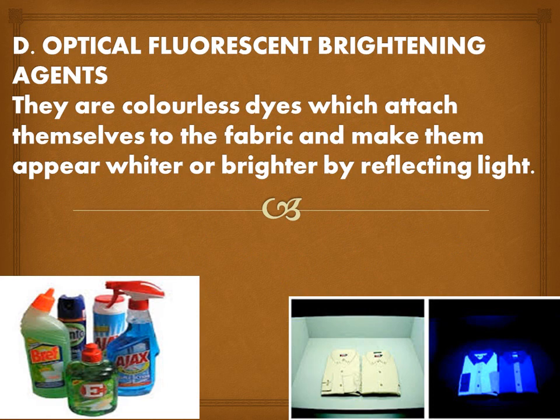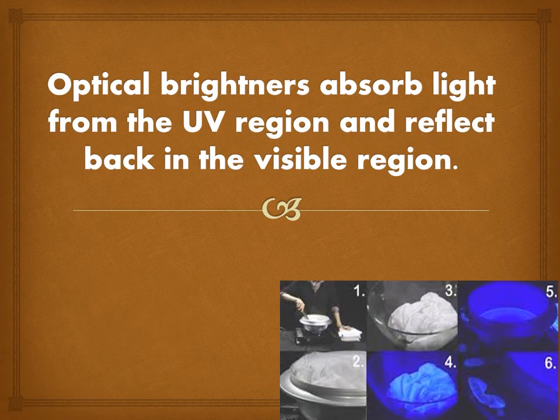Next is optical fluorescent brightening agents. They are colorless dyes which attach themselves to the fabric and make them appear whiter or brighter by reflecting light. Optical brighteners absorb light from the ultraviolet region and reflect back in the visible region.